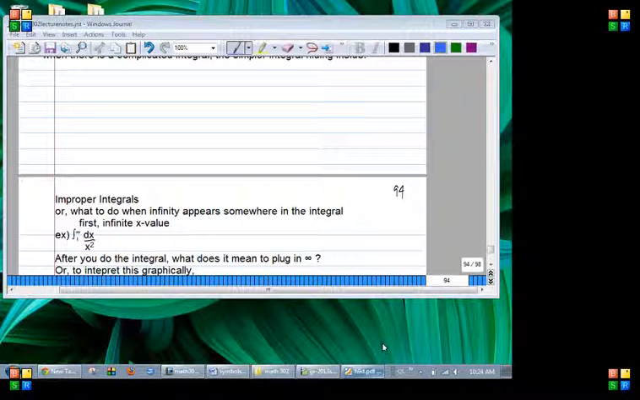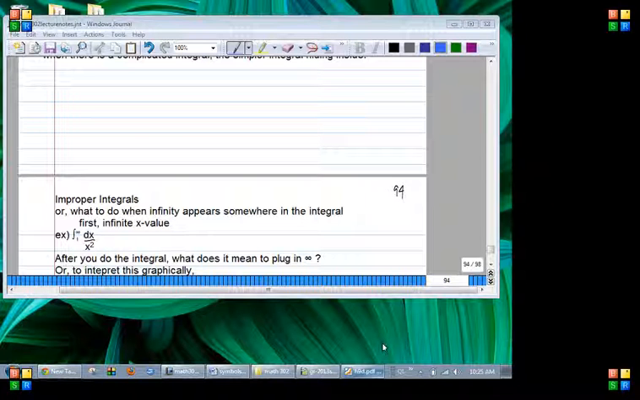Or the idea is, what do you do when infinity appears somewhere in the integral? One of the first big ideas that you encounter when you first start taking calculus is this notion of infinity. What do you do when there's an infinity in the calculation? And we're going to come back to that idea in this topic. Okay. So first, there are two ways that you can have infinity.